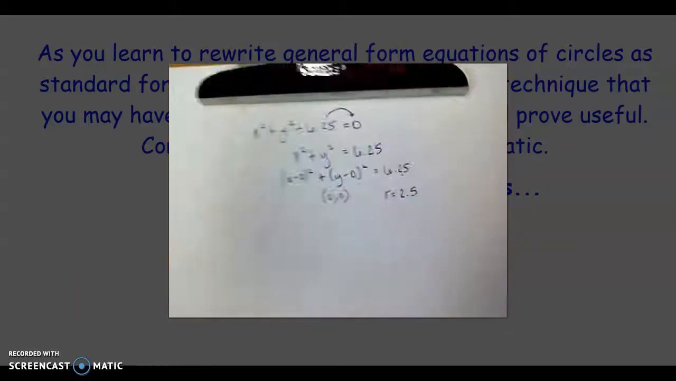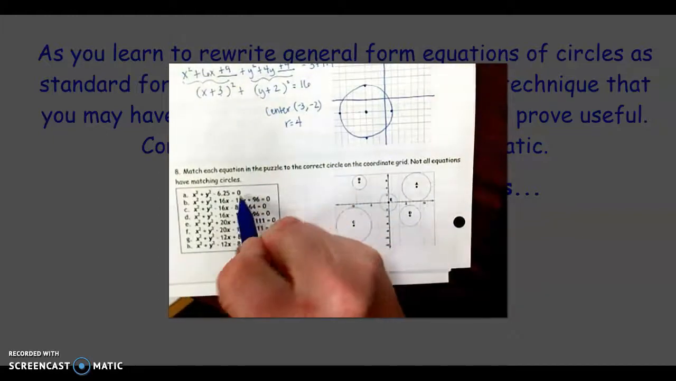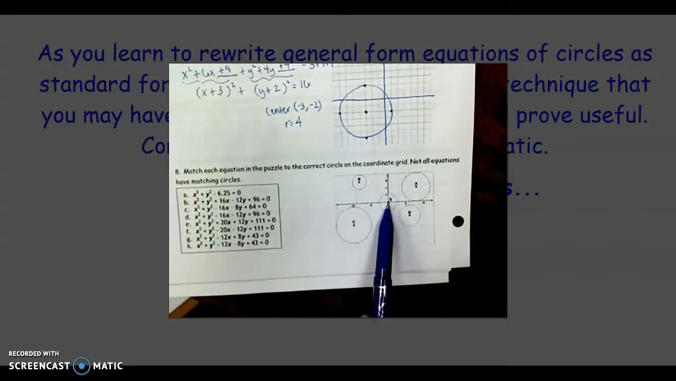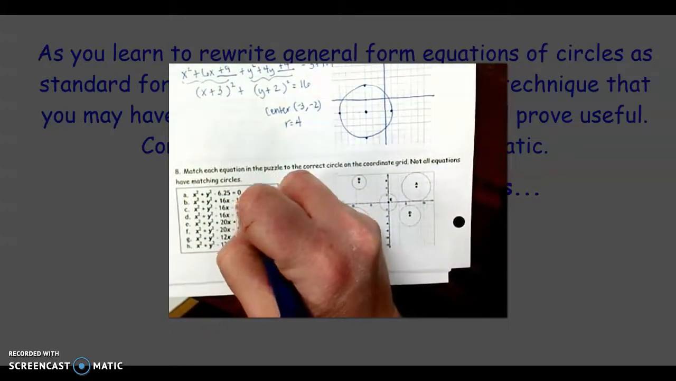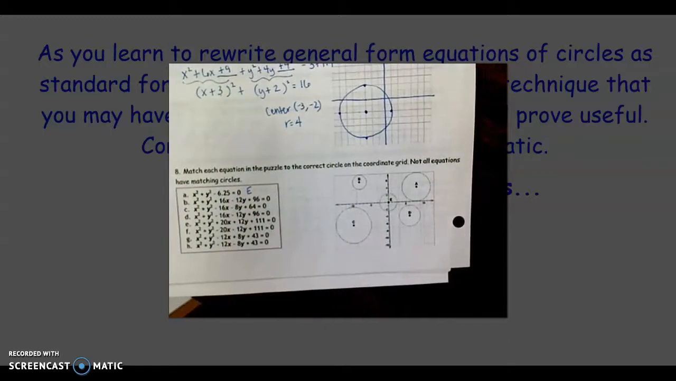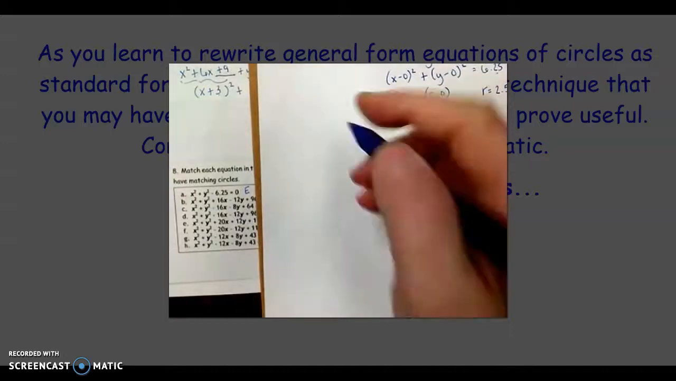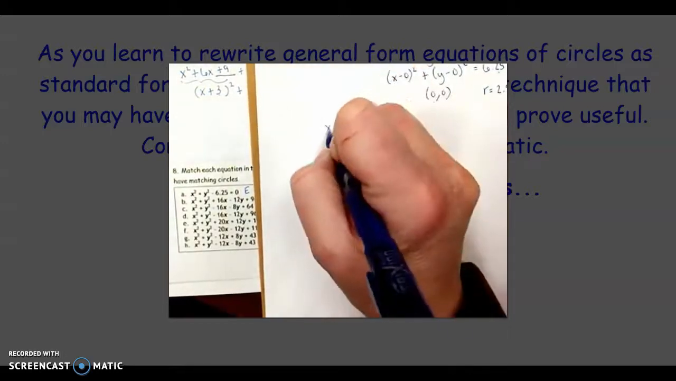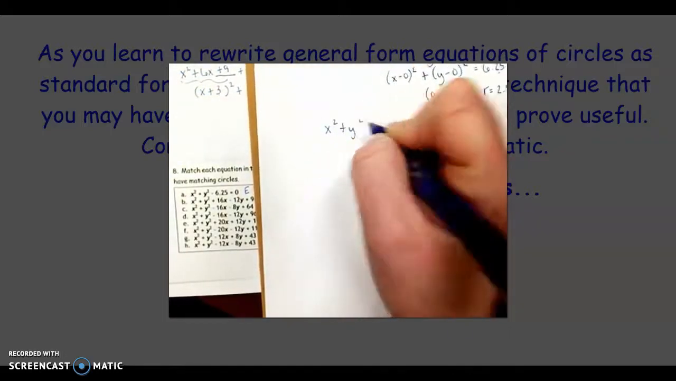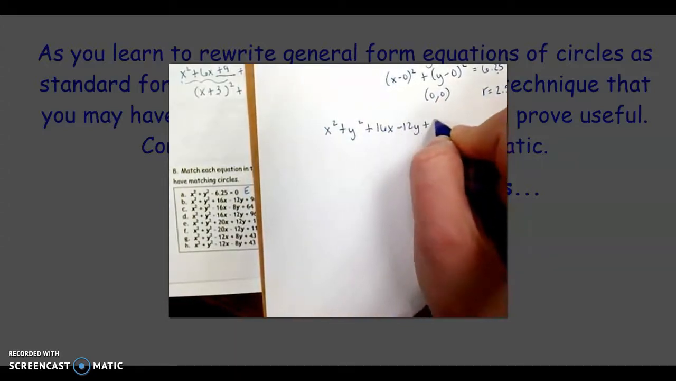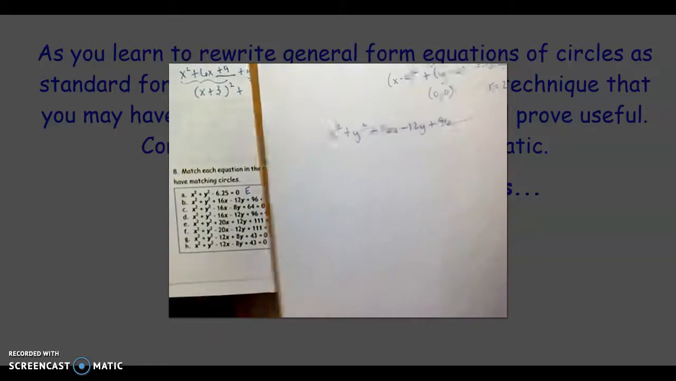So we can easily identify the graph for this equation. It has a center of (0, 0) and a radius of 2.5. It is circle E. So A would go with E. All right, so B will give us an opportunity to practice that completing the square. So I'm going to write that equation, x squared plus y squared plus 16x minus 12y plus 96 equals 0.